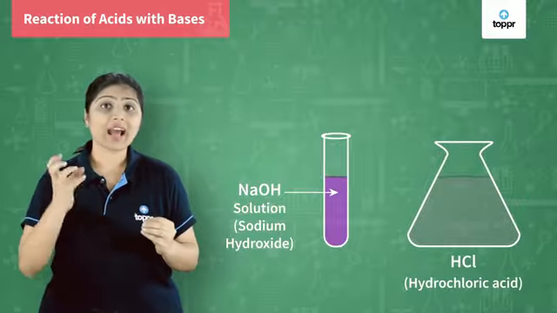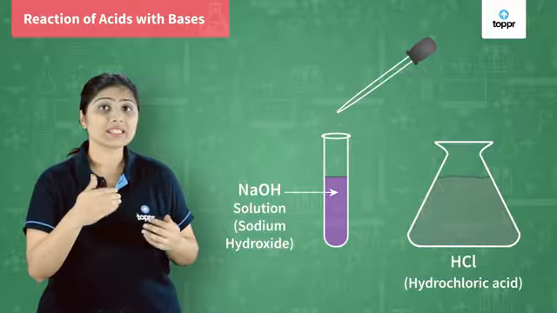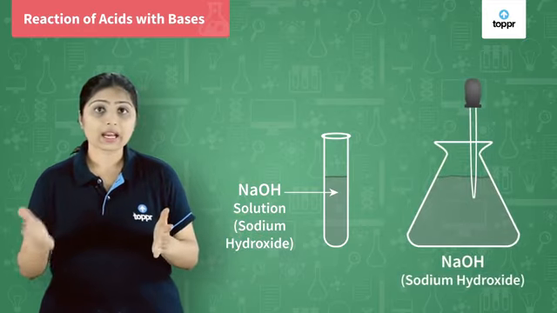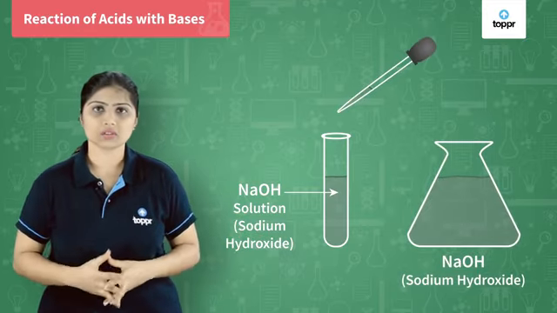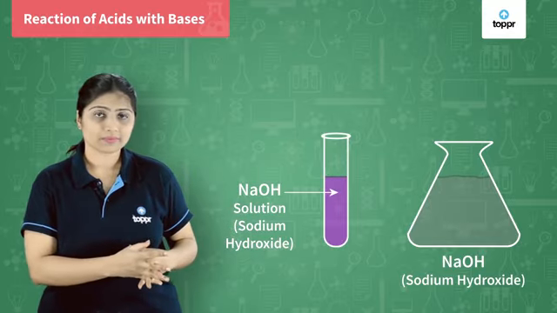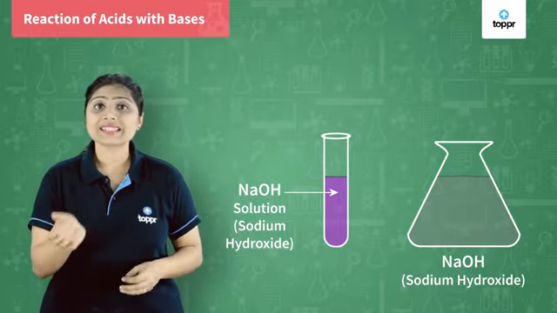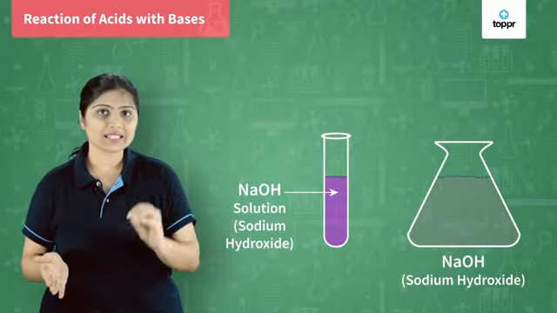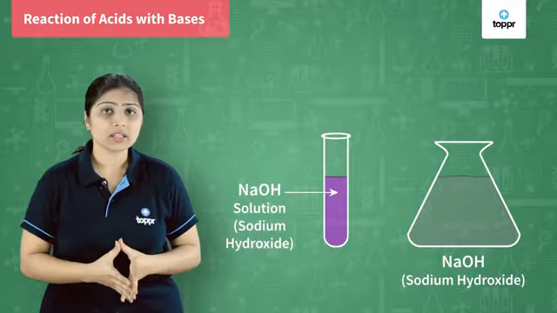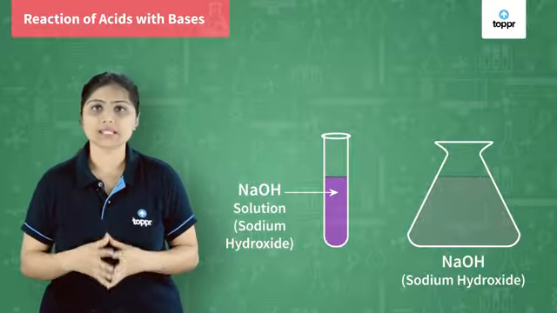Now slowly we shall add hydrochloric acid to this mixture. When we add hydrochloric acid drop by drop, we see slowly the color of the solution vanishes and it becomes colorless. Now we again add sodium hydroxide solution to the mixture. We see that slowly the pink color is reappearing. Why does this happen? This is because the effect of a base is nullified by an acid and the effect of an acid is nullified by a base. If they are present in equal amount, the solution becomes neutral, but if acid is more, the solution becomes acidic. If the base is more, the solution becomes basic.